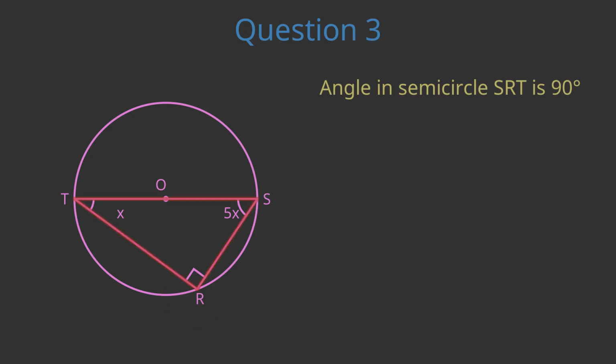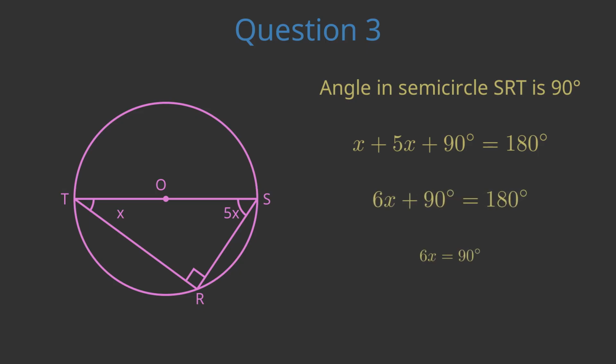The three angles in the triangle RTS add up to 180 degrees, so x plus 5x plus 90 equals 180. We can simplify this to give 6x plus 90 equals 180. Solving for x gives 6x equals 90. Dividing both sides by 6 gives the answer x equals 15 degrees.